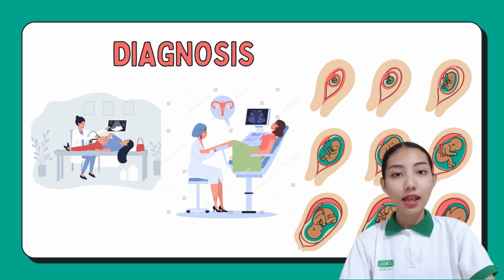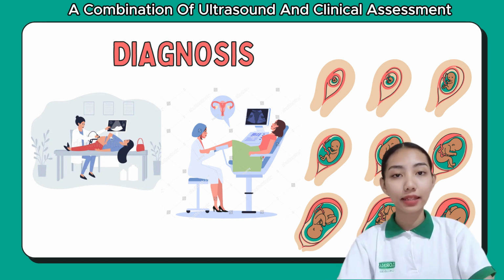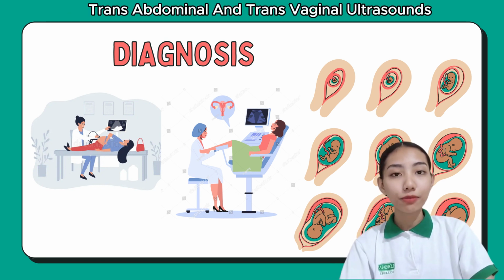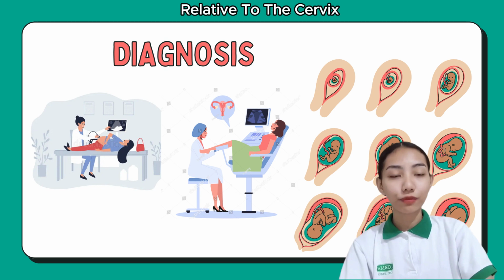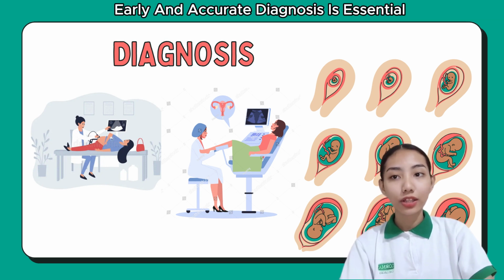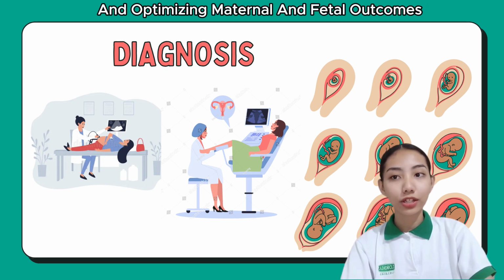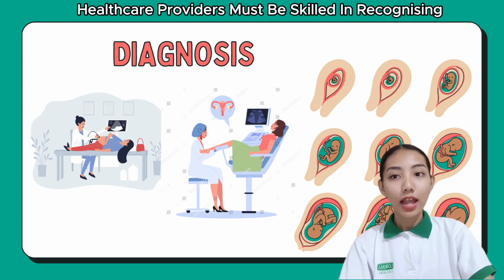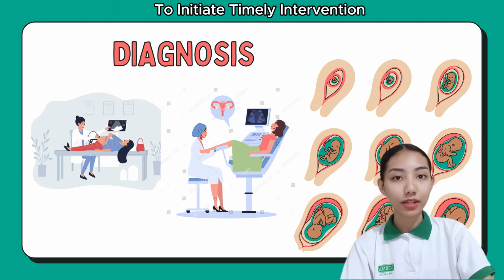For the diagnosis, diagnosing a placenta previa involves a combination of ultrasound and clinical assessment. Transabdominal and transvaginal ultrasounds are utilized to visualize the placental position relative to the cervix. Early and accurate diagnosis is essential for guiding appropriate management strategies and optimizing maternal and fetal outcomes. Healthcare providers must be skilled in recognizing the signs and symptoms of placenta previa to initiate timely interventions.